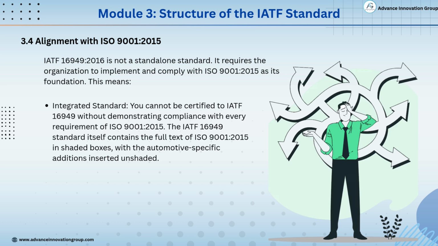mean? It means the IATF 16949 standard document includes the entire ISO 9001:2015 text, usually shown in shaded boxes, and then adds automotive-specific requirements in unshaded text. So, in simple terms, IATF builds upon ISO 9001, making it more specific for the automotive industry. Without meeting ISO 9001:2015, you cannot be certified to IATF 16949.